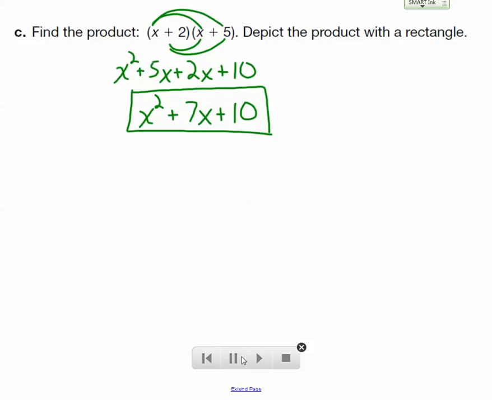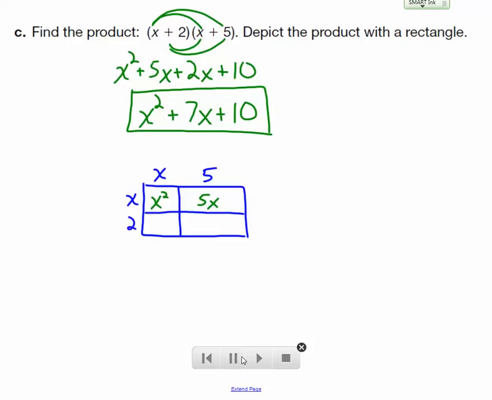And then we're going to depict this product with a rectangle to prove it. We got a rectangle that is x plus 2 tall, and it is x plus 5 wide. x times x is x squared. x times 5 is 5x. 2 times x is 2x, and 2 times 5 is 10. You can see how these areas are the same. We got x squared, 5x plus 2x makes 7x, and 10. So the area of the whole thing is x squared plus 7x plus 10.